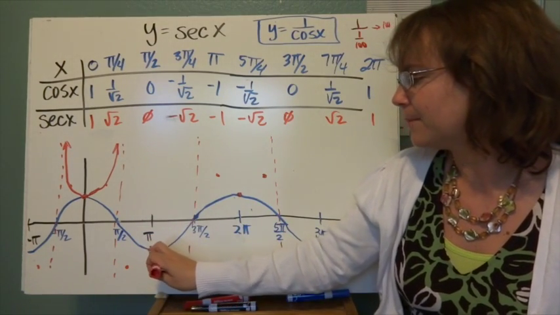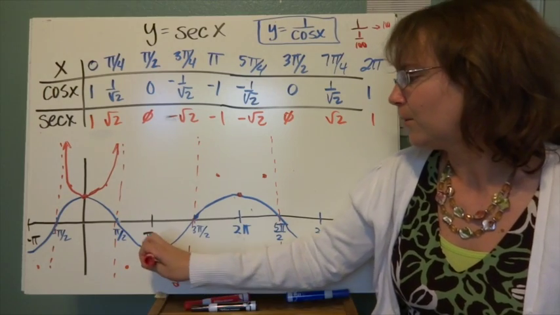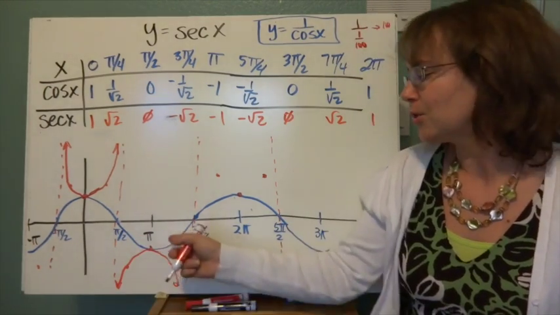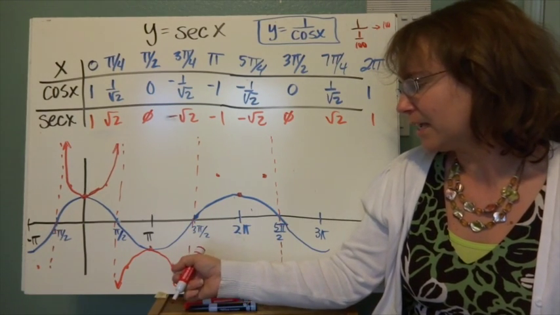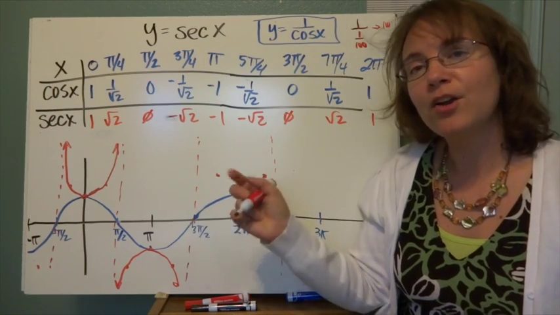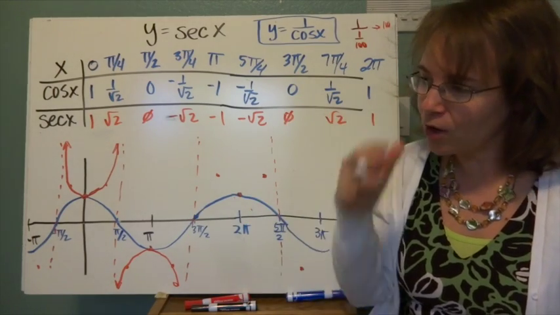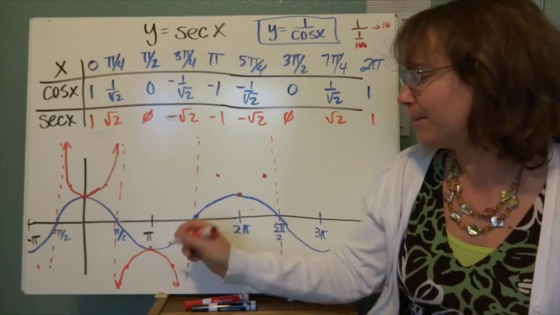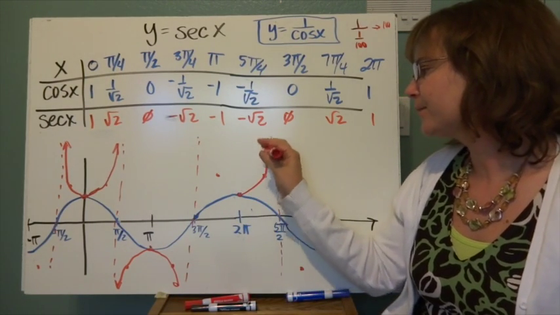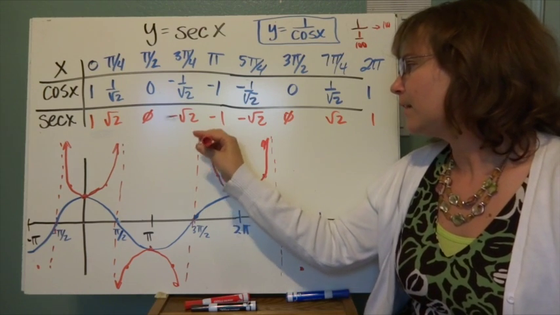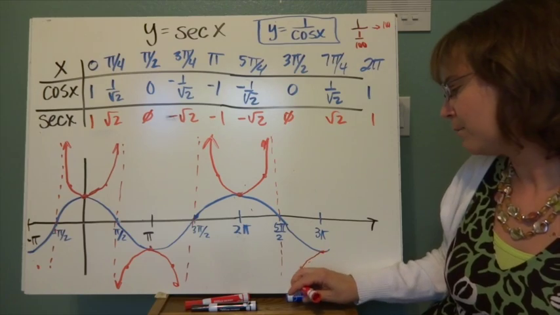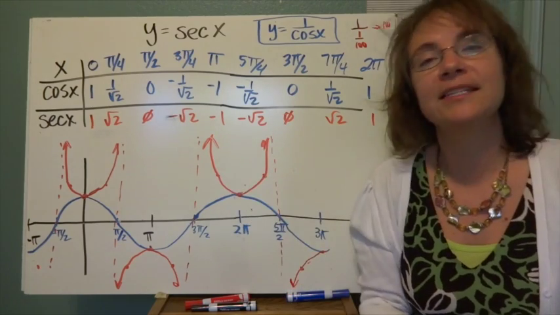The same thing happens here when I'm around pi, except in the negative direction. So as I'm getting negative right here, my secant is still negative, but I'm going to have 1 over a really, really negative number. So secant becomes very negative, and the same thing happens here. And so I'm going to use my cosine to help me draw my secant graph.